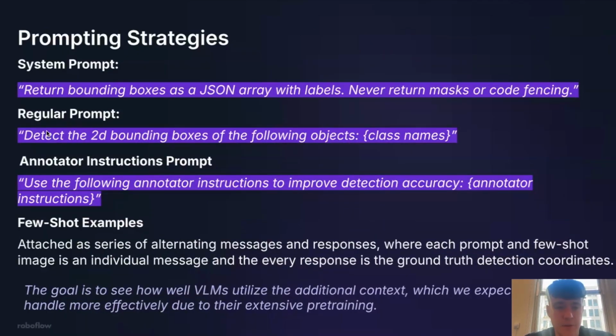Our default base prompt is: detect the bounding boxes of the following objects, and then we have the class names. That's where our additional information comes in. We evaluate this mode, but then we also evaluate by giving it the regular prompt and appending this part saying, use the following annotated instructions to improve detection accuracy. We give it the annotated instructions that were generated by ChatGPT for this data set, specifically the data ChatGPT generated for us during the steps that I was explaining.